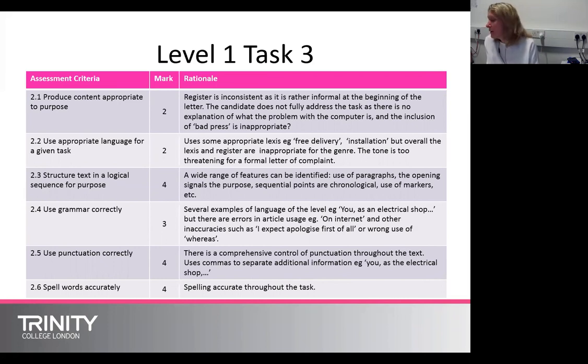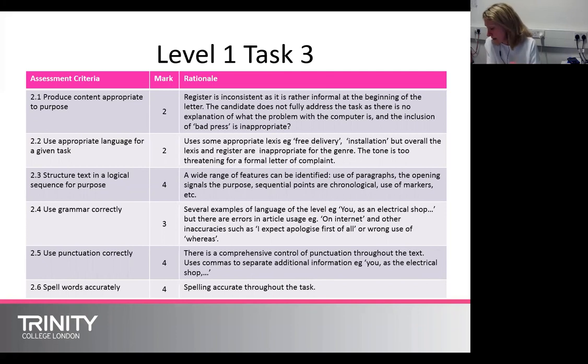So for this criterion, the candidate uses some appropriate lexis. So we do have one or two examples of the amplification, but overall, if you look holistically at that piece of writing, the lexis and register are not appropriate for this type of writing.